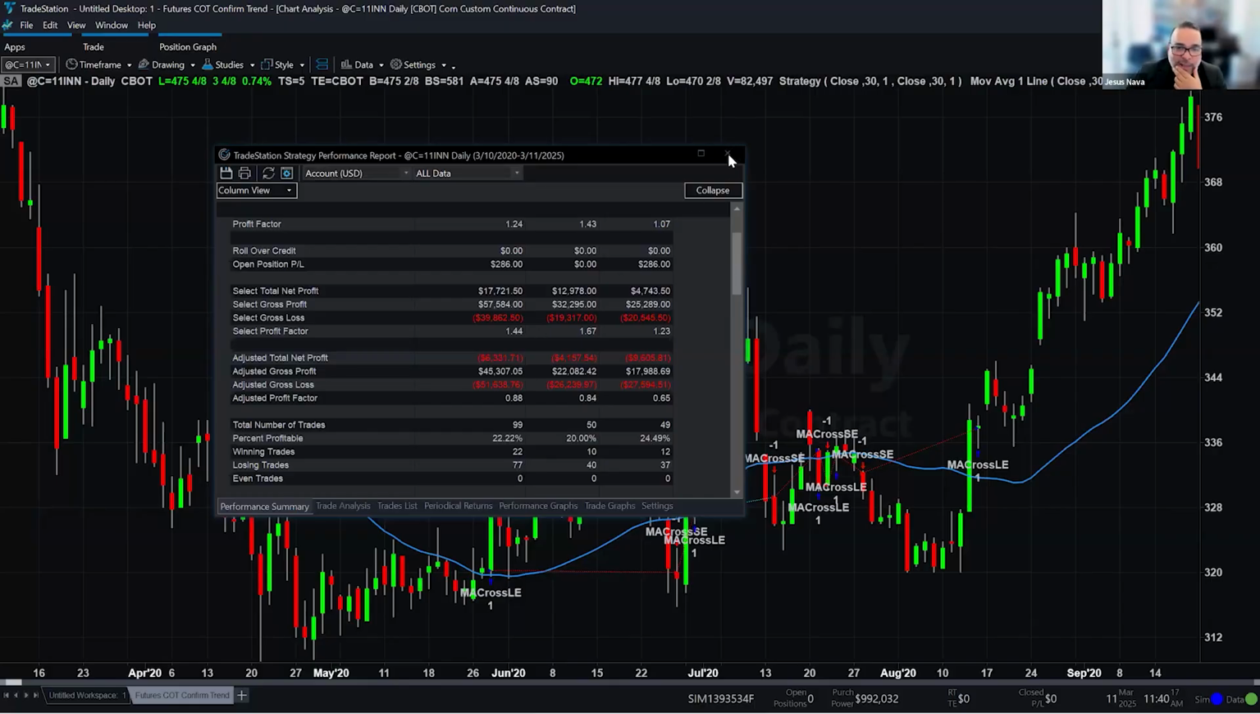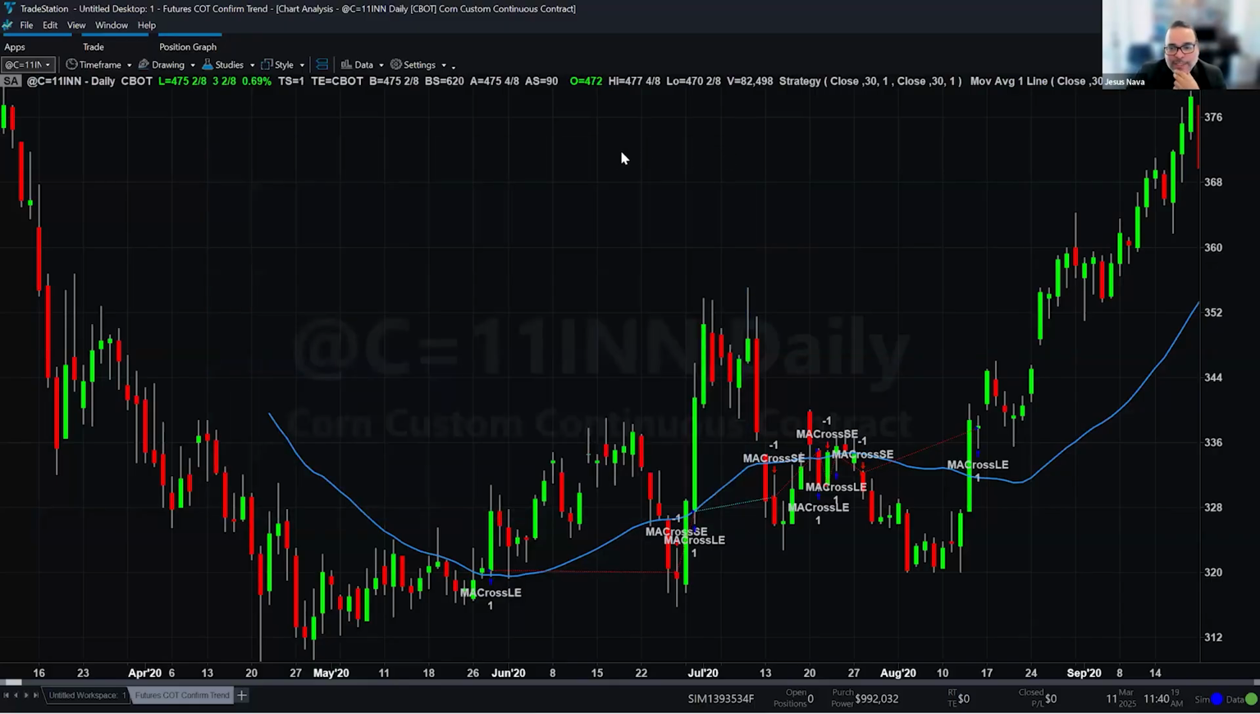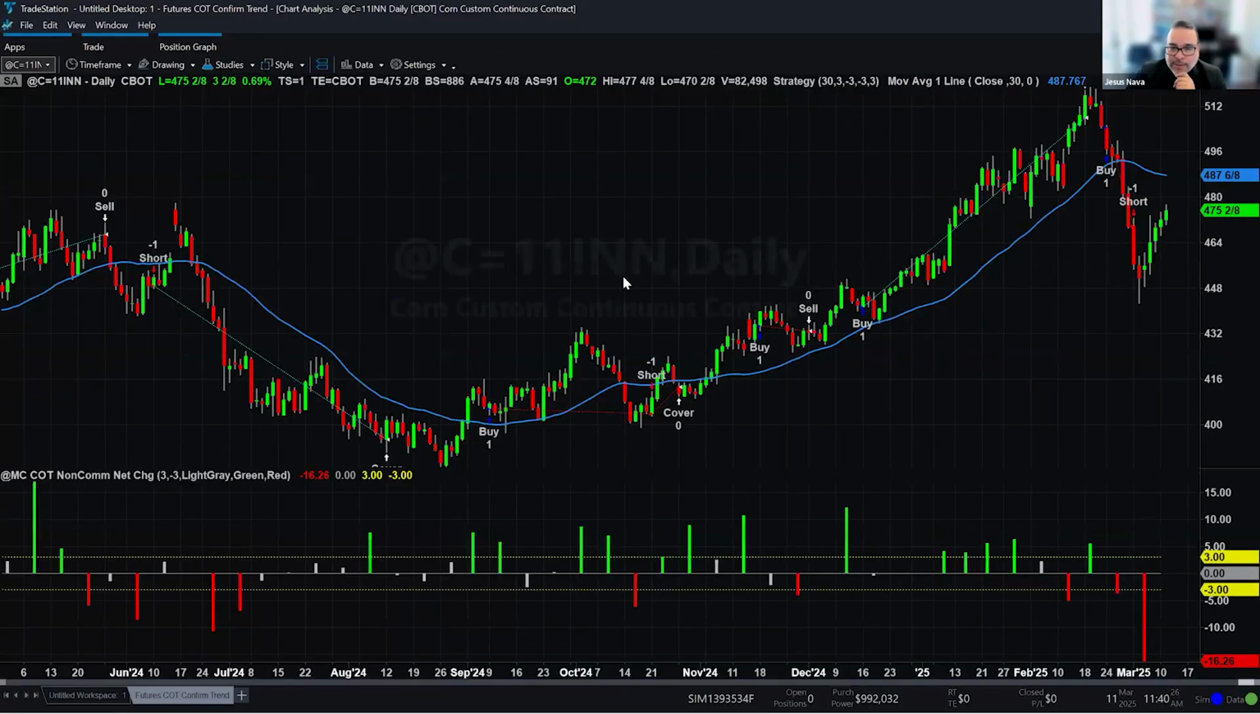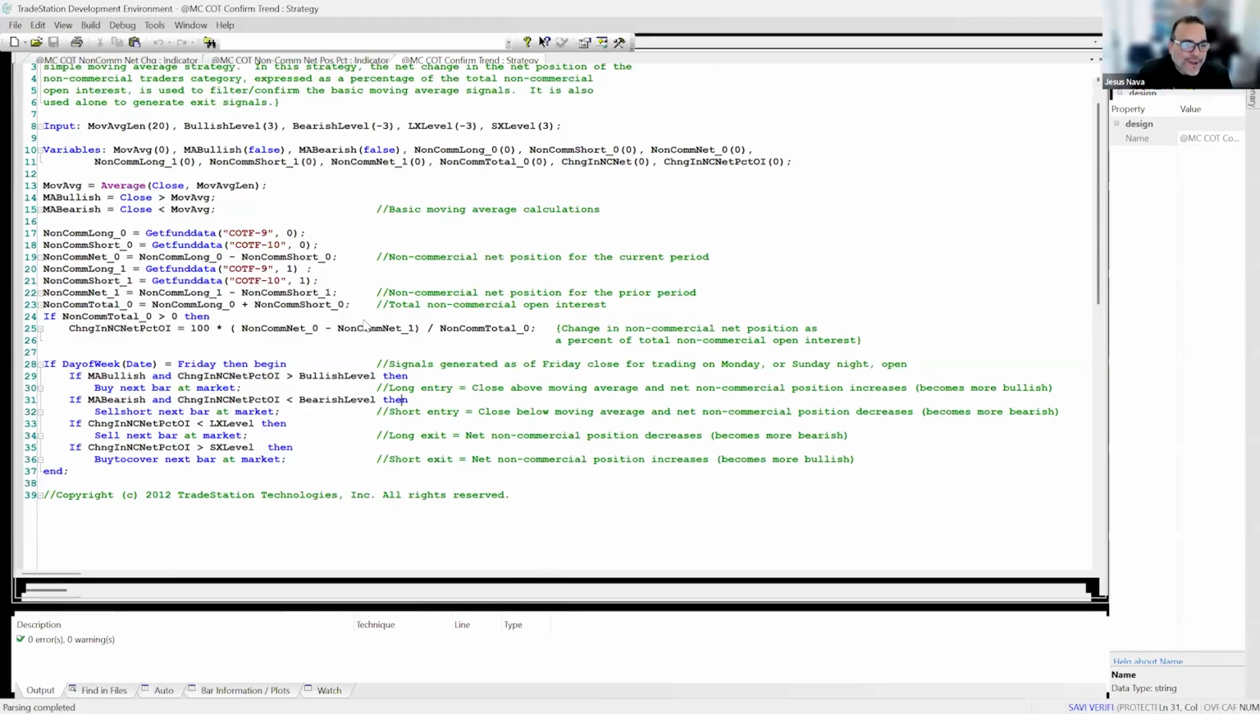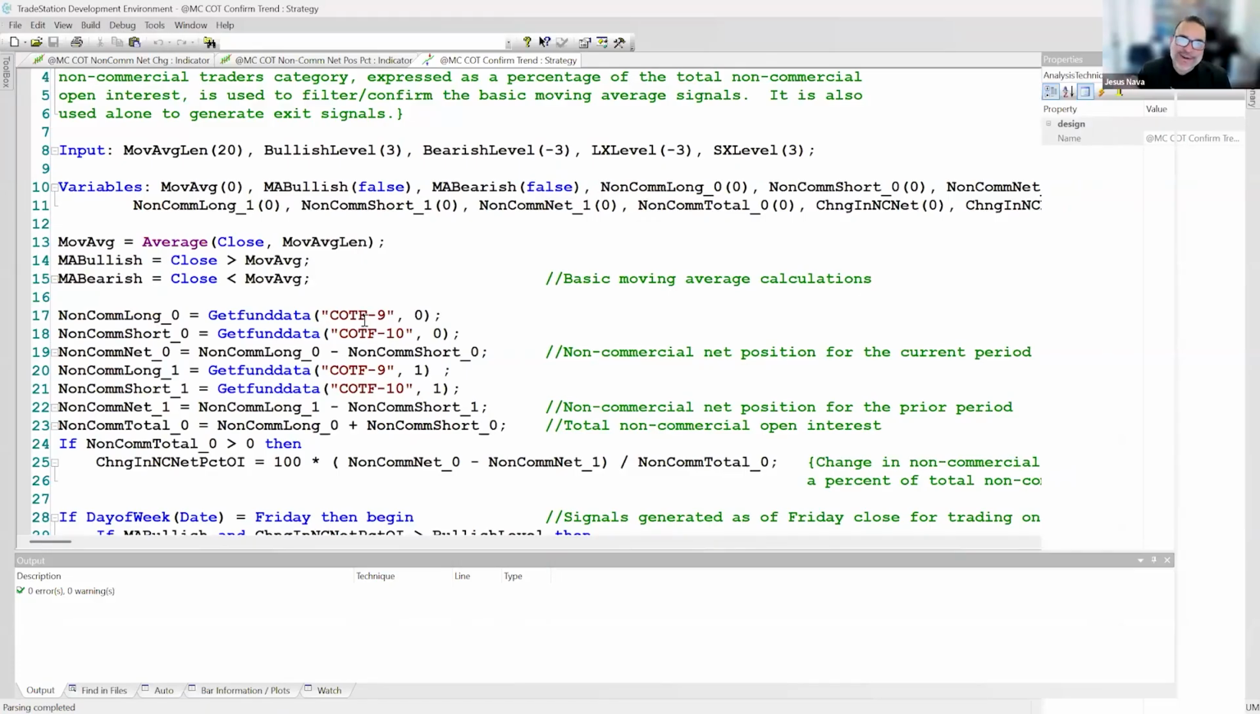Let's take a look at that filter and show you how it's applied. This is a strategy. Let me maximize this. First of all, let's take a look at the conditions of the strategy. I like to look at the EasyLanguage for it so you can take a look at the conditions in detail. I'm going to go here to EasyLanguage. All right, this is a lot of code, and if you haven't seen EasyLanguage code, it may be a little bit overwhelming.